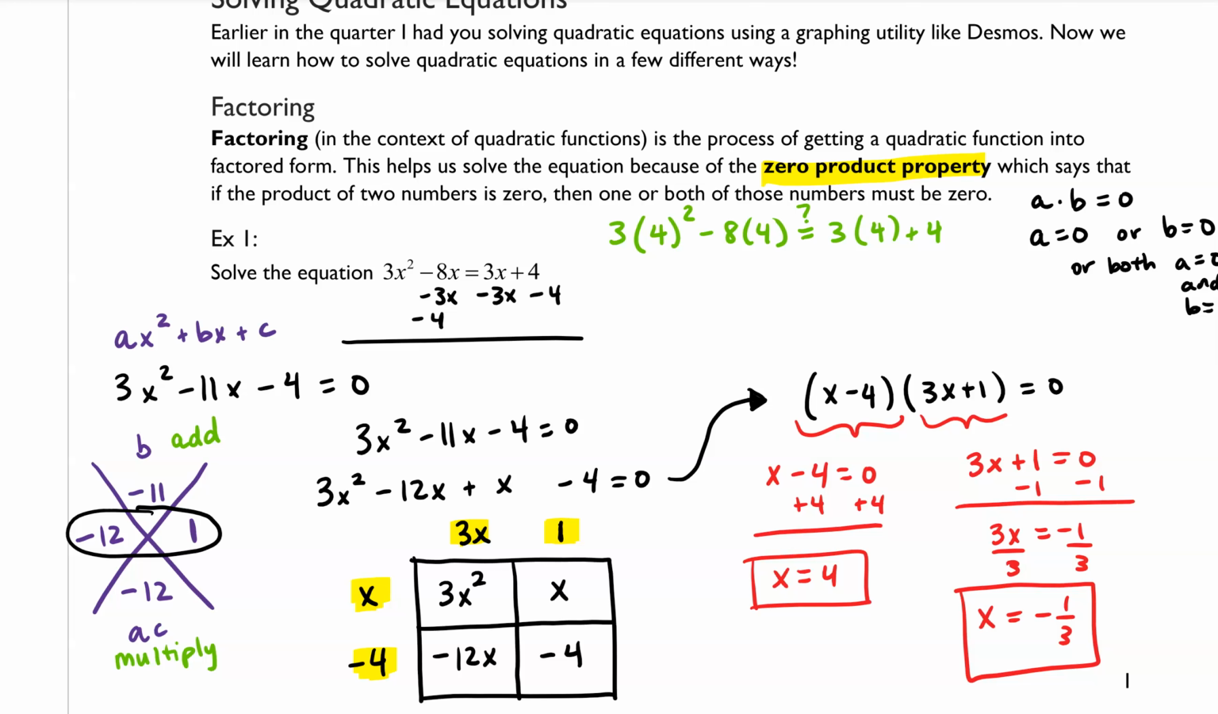So if I simplify the left-hand side, I'll get 3 times 16 minus 8 times 4 is 32. And then I'll put a question mark equals 3 times 4 is 12 plus 4. And then 3 times 16 is 48 minus 32. Is that equal to 16? And 48 minus 32 is in fact equal to 16, so I can put a little check mark there. So this works as a solution. I will leave it up to you to verify if the other is a correct solution as well.